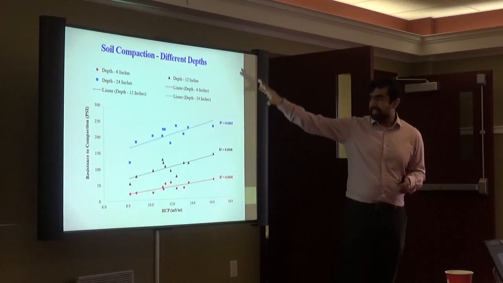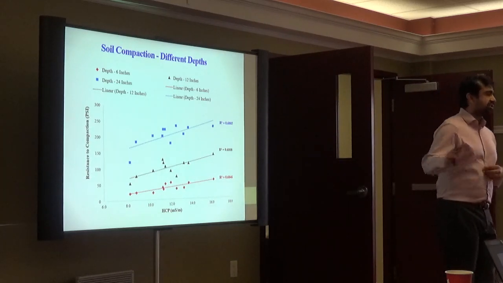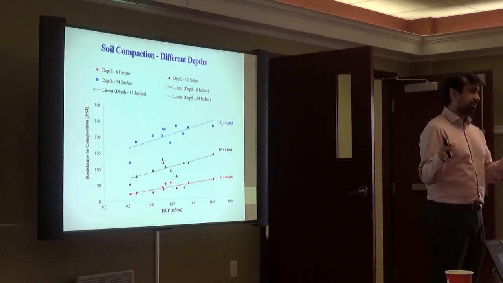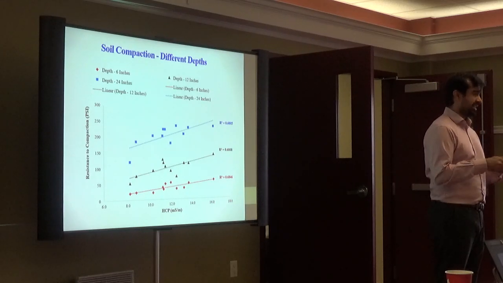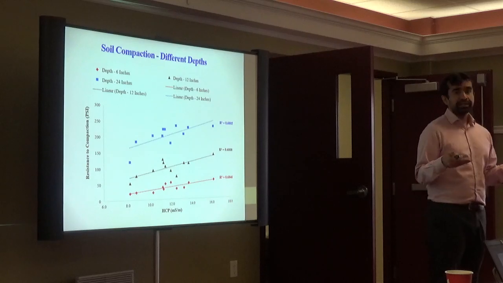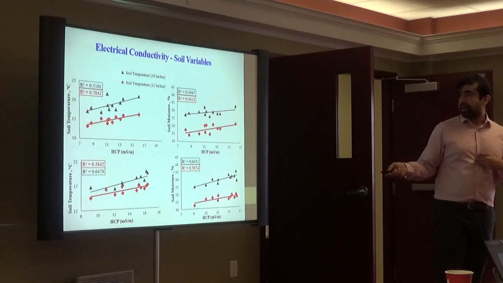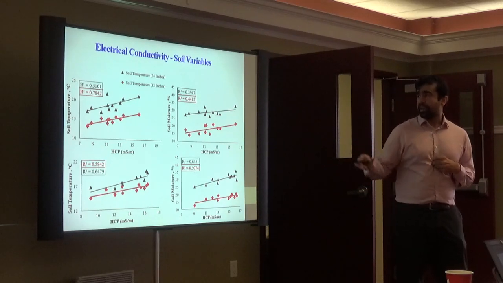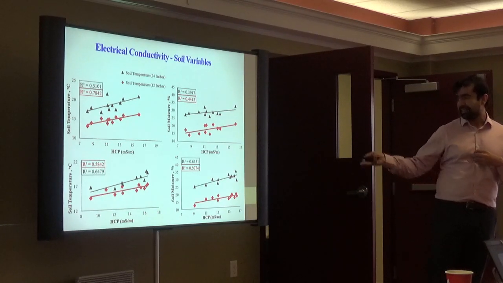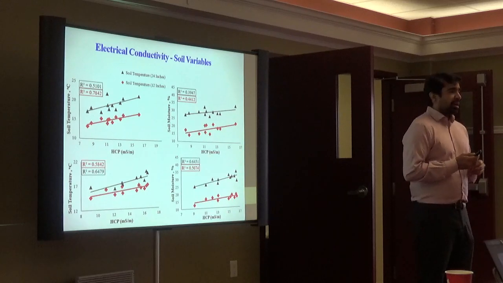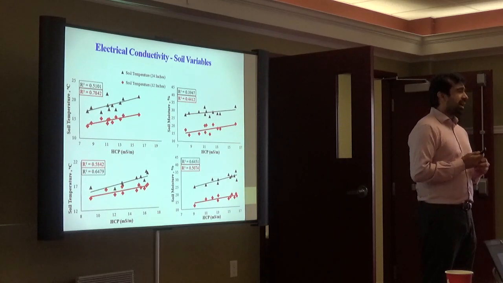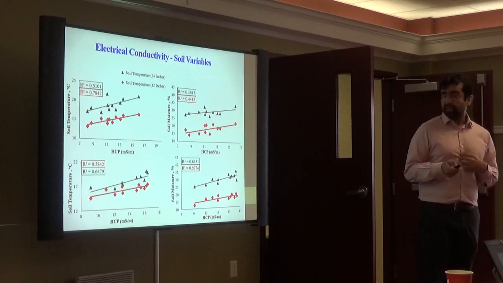12 inches, 6 inches, and you can see in any case there was a good correlation when it comes to the conductivity and the resistance. That showed us a bit of a potential for how we can use that data to determine the compaction. Some more results on the different variables with the conductivity. So again, good relationships, not very highly significant, but a good start.